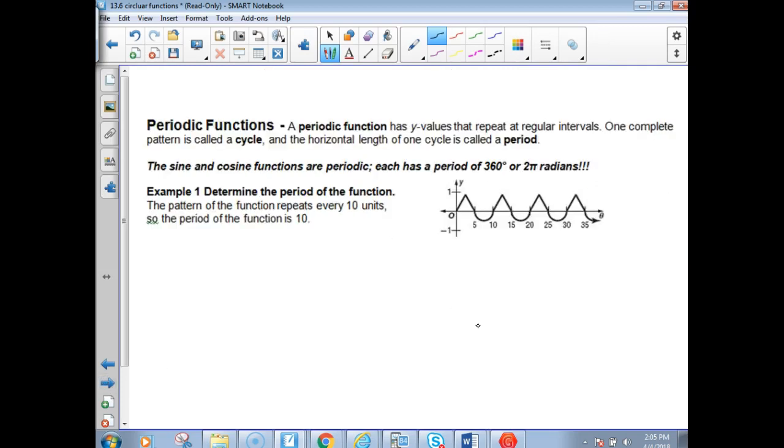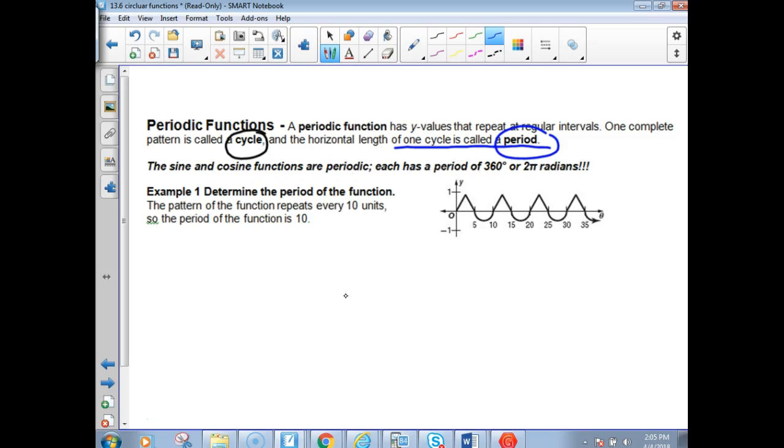Okay, so on the back page of this, it's a fairly short lesson today. We're going to talk about periodic functions. A periodic function is a function that has a pattern. It repeats on regular intervals. So a periodic function has y values that repeat at regular intervals. One complete pattern is called a cycle. So definitely need to know what a cycle is. The length of one cycle is called the period of the function. The sine and cosine functions are periodic, and each has a period of 360 degrees or 2 pi radians.